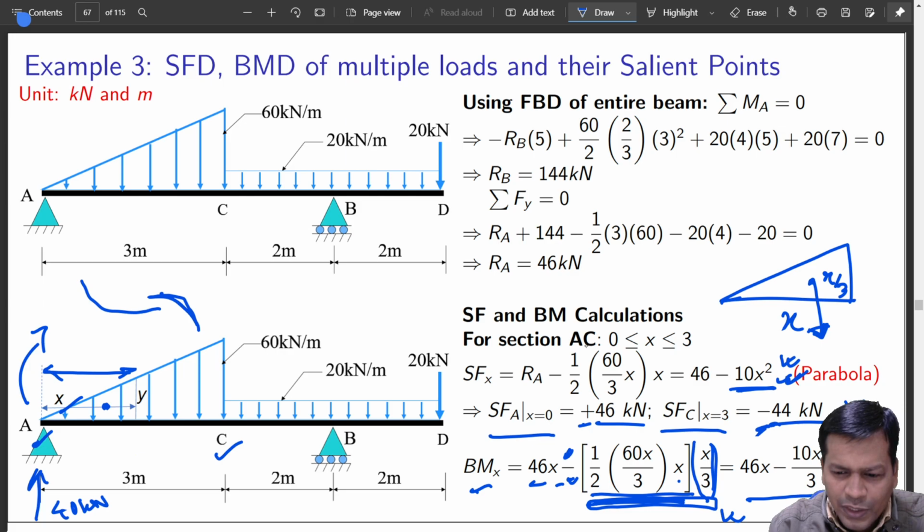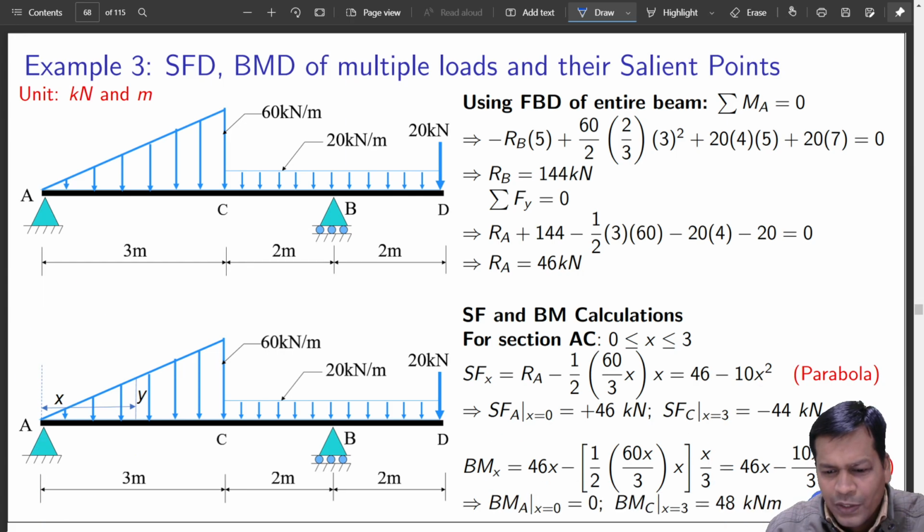So this is how AC, till AC, was a little puzzling because it was uniformly varying load, but later it should be quite easy. So we have done the most difficult part of it now. Again, calculated at the extremes: at A, bending moment as expected is 0, and at C it is 48. So these two values will help you draw the plot at the end. So this is the load.